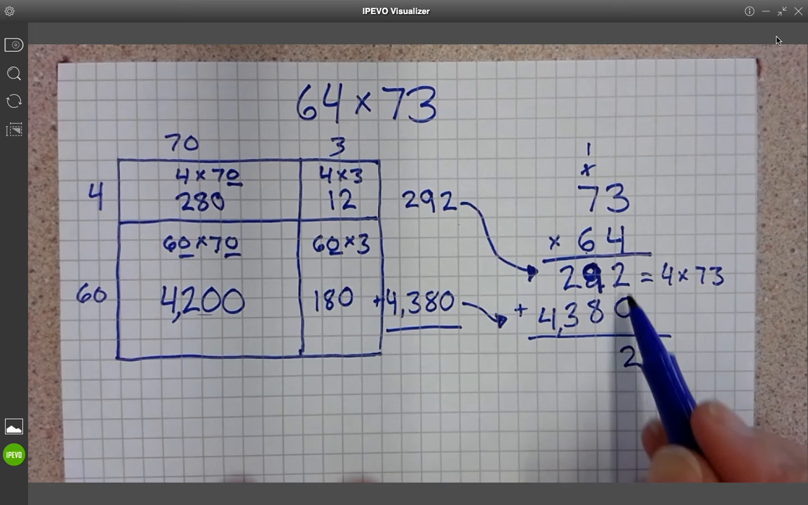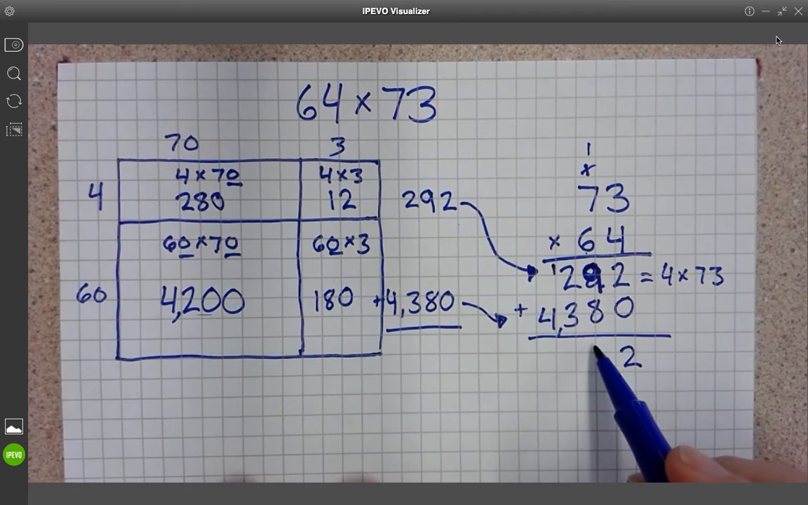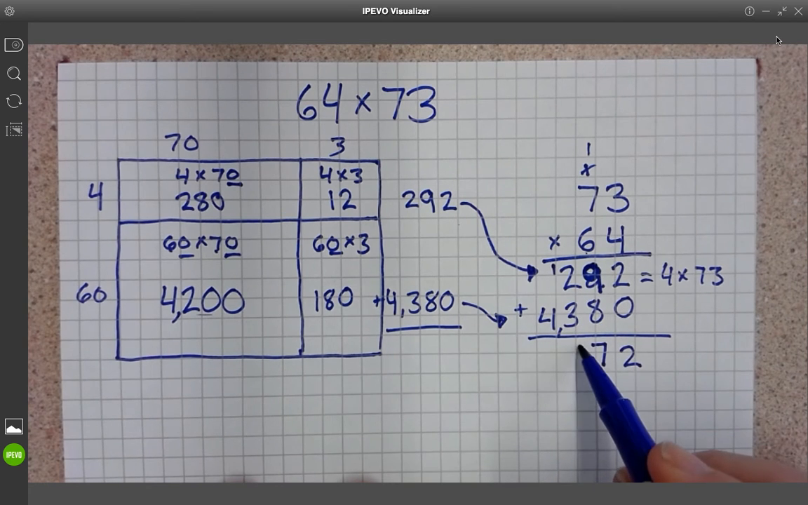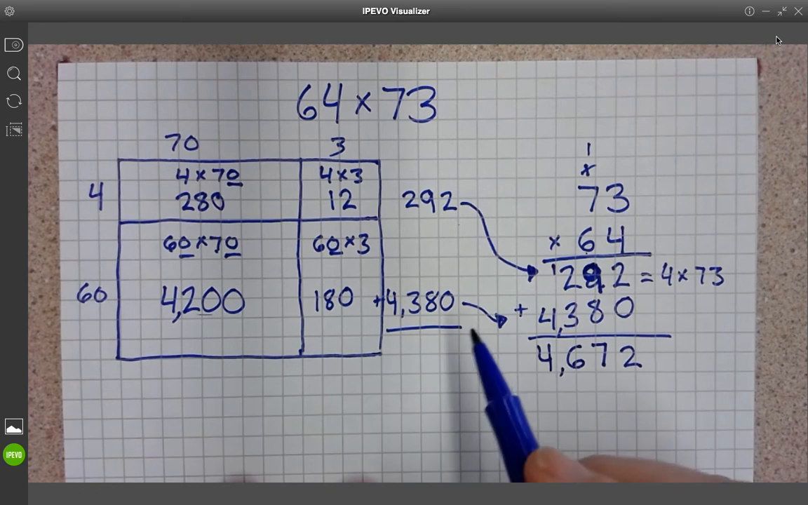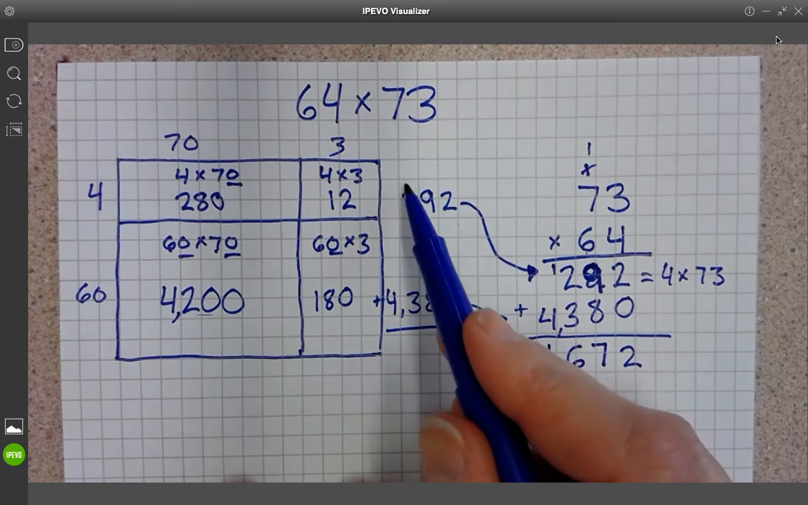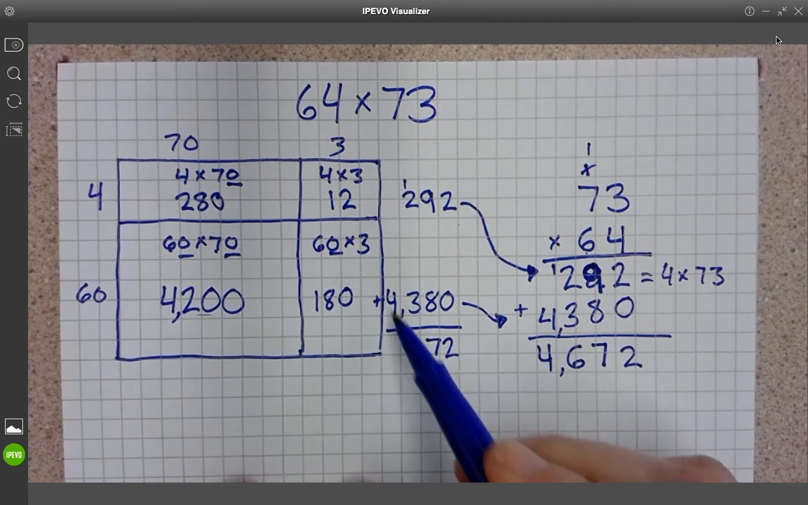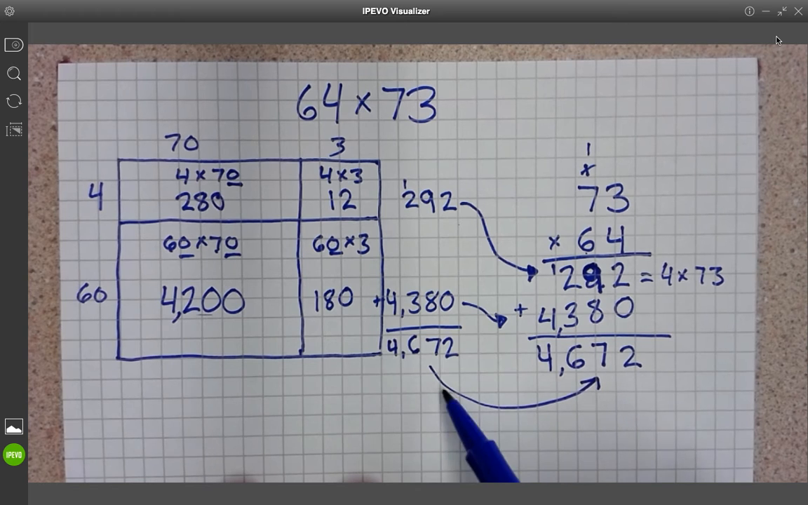Now I'm going to just go ahead and add straight down. 2 plus 0 is 2. 9 plus 8 is 17. 2 plus 1 is 3, plus another 3 is 6. And 4,000. Double check down here. 2 plus 0 is 2. 8 plus 9 is 17. 3 plus 3 is 6. And then bring down the 4. 4,672. 4,672. They match. Good job.